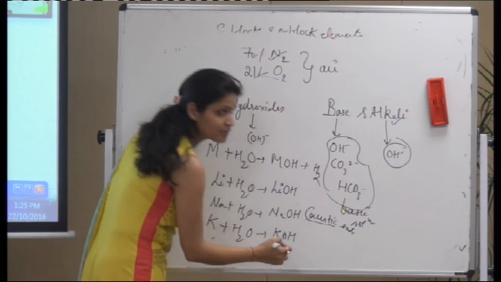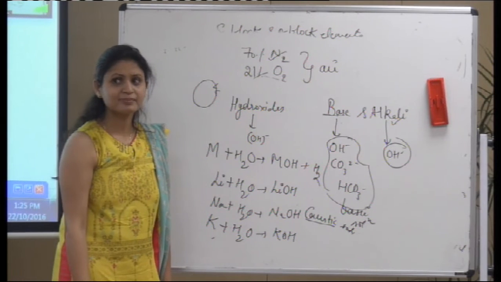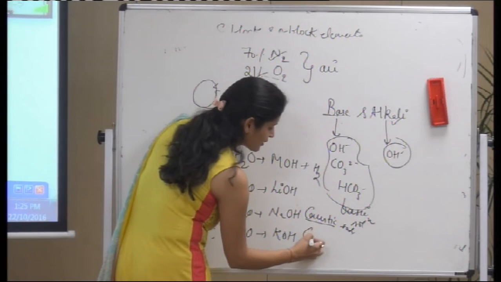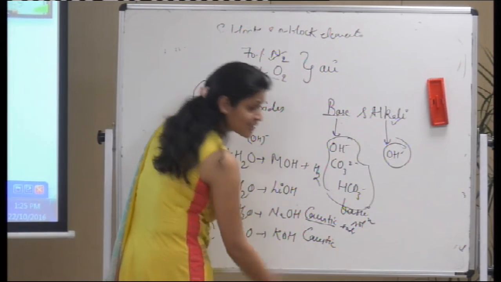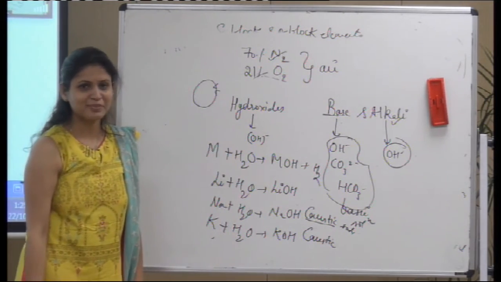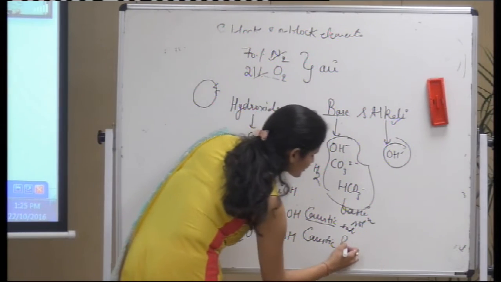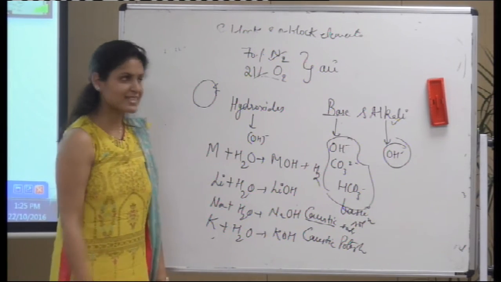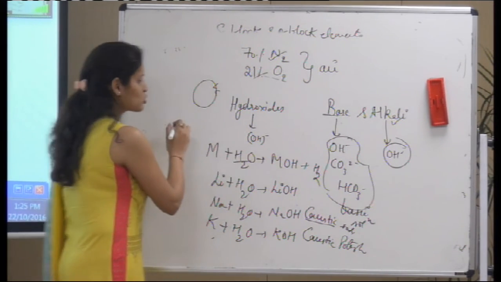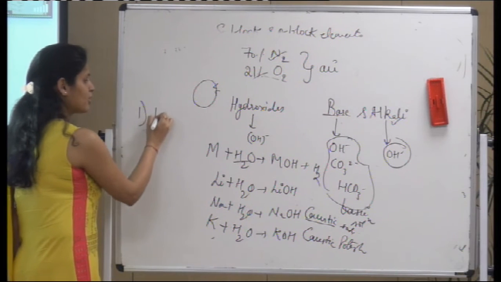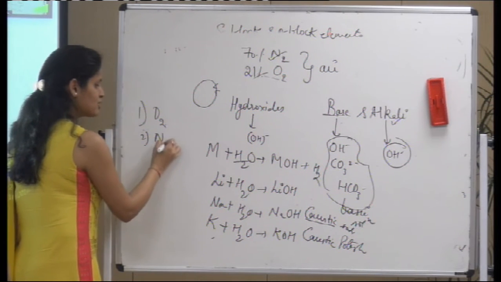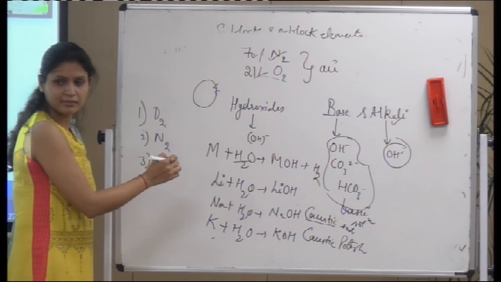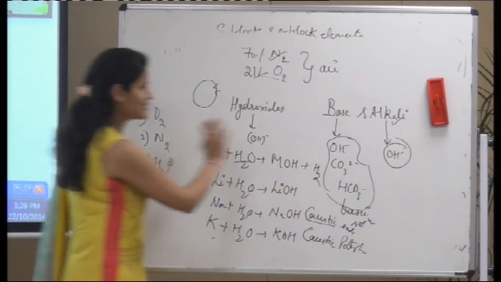The other name is caustic potash. Potash means potassium. This is the reaction with water. So far we have done reaction with oxygen, nitrogen and water. Clear?